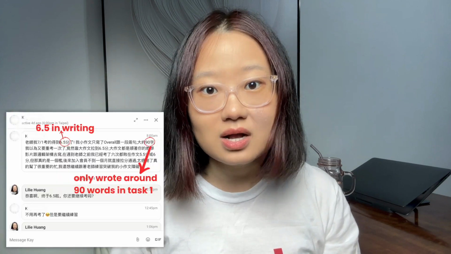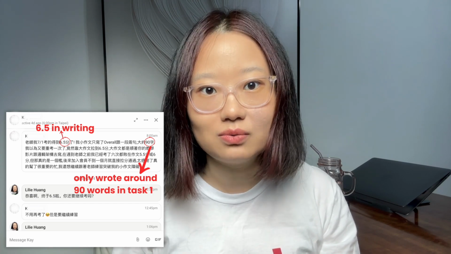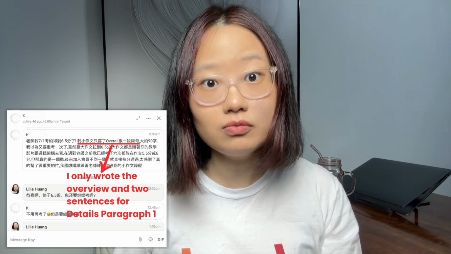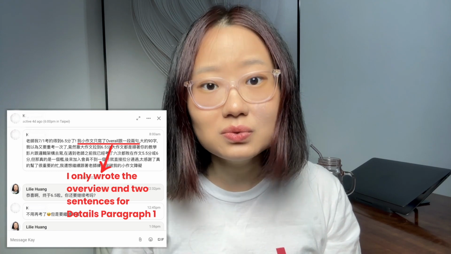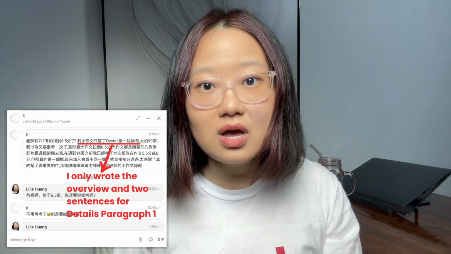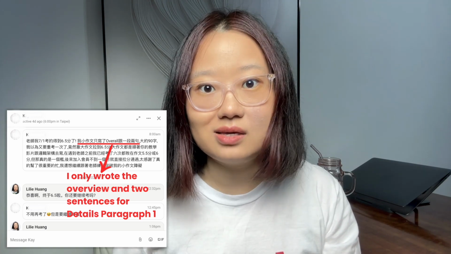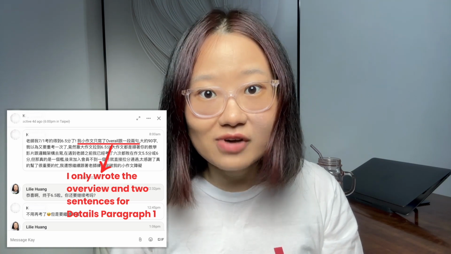However, a member of our VIP membership got a 6.5 in writing, even though he only wrote around 90 words in Task 1. He wrote the intro, the overview, and for the first details paragraph, he only wrote 2 sentences. Can you believe it? He didn't write the second details paragraph at all. And he got a 6.5 in writing. I'm telling you all this not to encourage you to ignore Task 1.